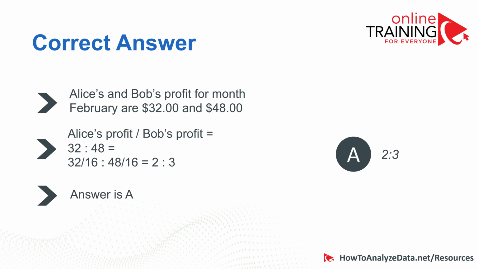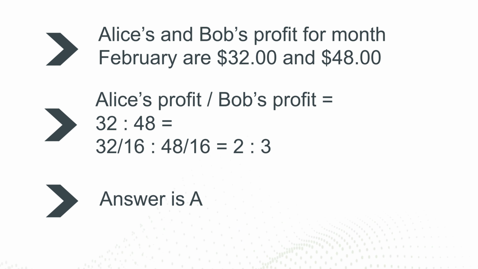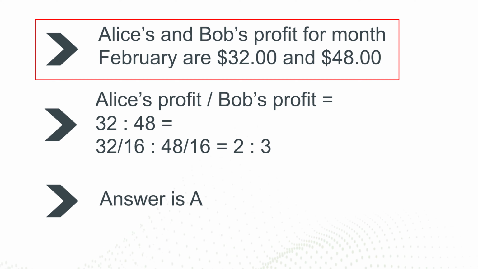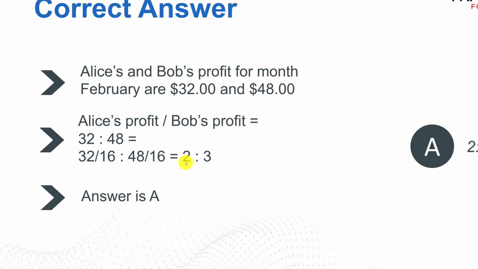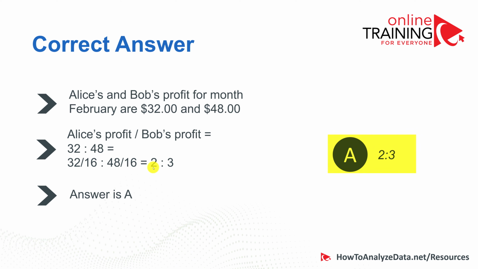Let's see how you can get to the right answer here. First, to get to the right answer, you need to identify Alice's and Bob's profit for the month of February, which is represented by amounts of $32 and $48. So the ratio of Alice's profits to Bob's profit is 32 to 48. Which is an equivalent of 32/16 to 48/16, which is an equivalent of 2:3. So the correct choice here is choice A, 2:3.